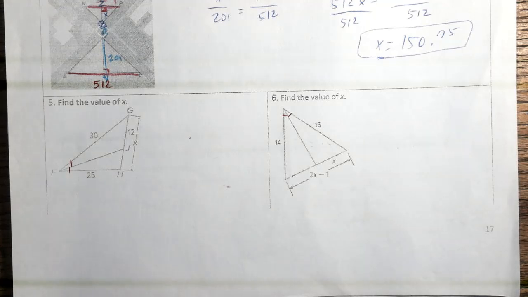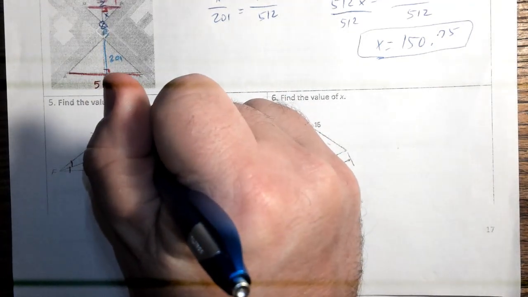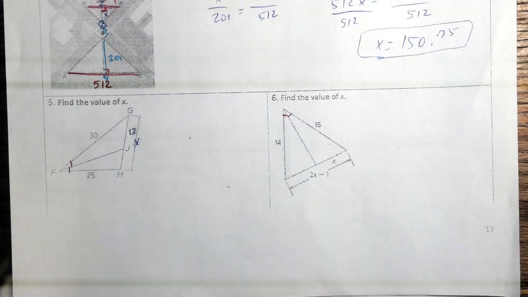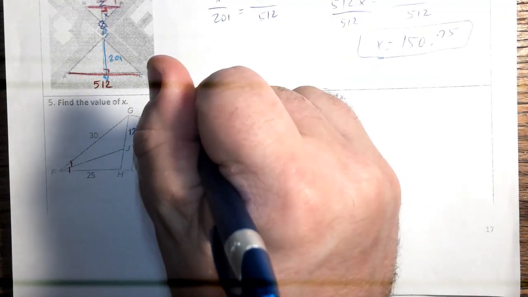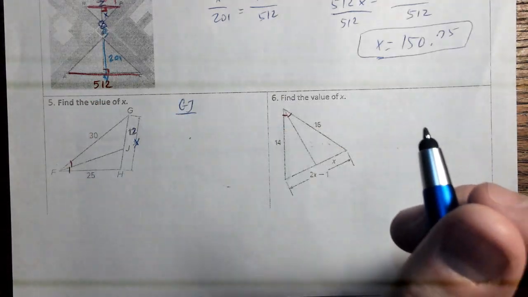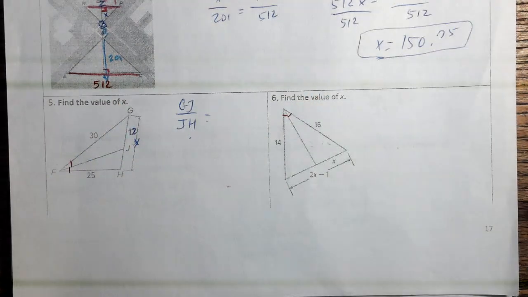All right, number 5. Bottom left, last page, page 17. Find the value of X. So X is here. This is the whole side, and they tell us this one side's 12. So we're going to have JG to GH. So one side to the other.